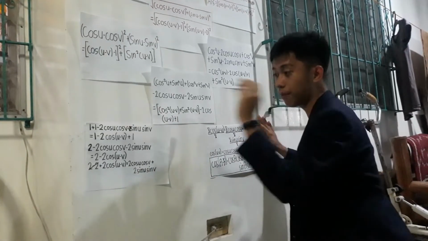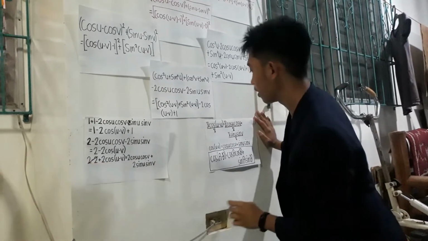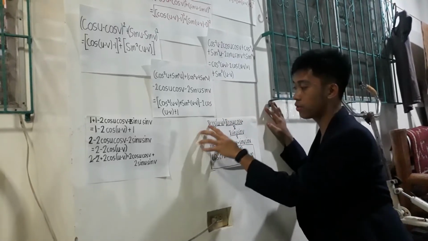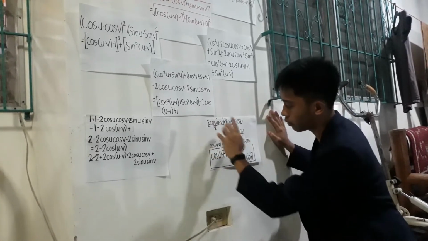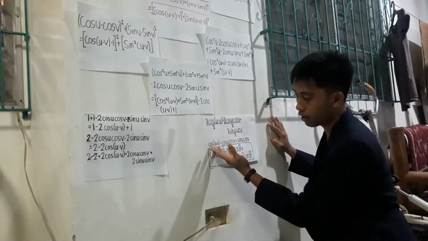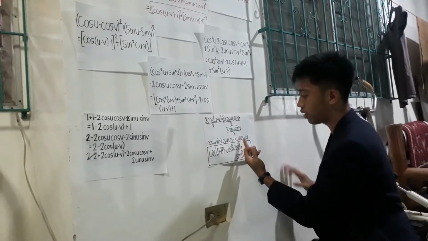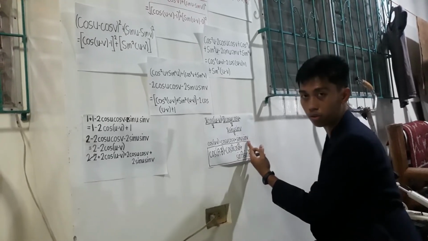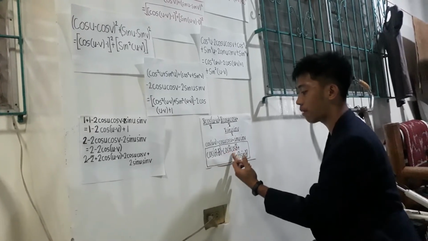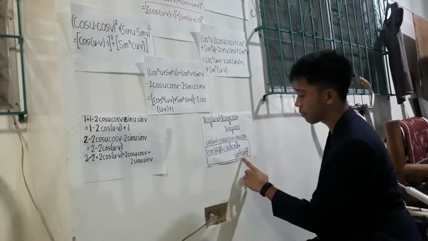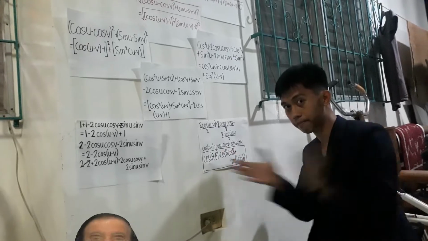From here, we come up with this without these two, because they are cancelled. As you can see, there are 2's here, so these can be divided by 2. We divide by 2 and come up with cosine of U minus V equal to cosine U times cosine V plus sine U times sine V. Also known as cosine of A minus B is equal to cosine A times cosine B plus sine A times sine B, the cosine difference identity.